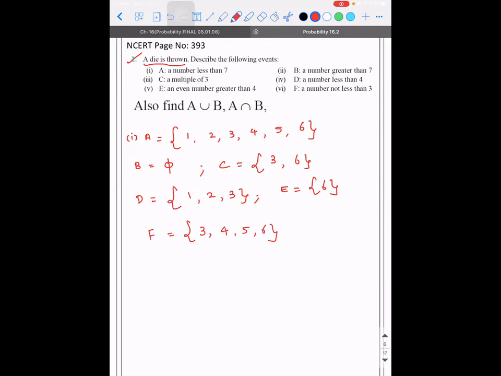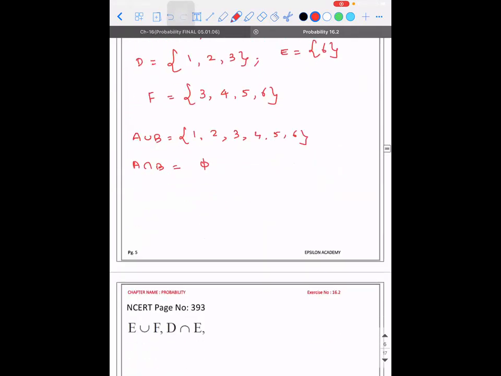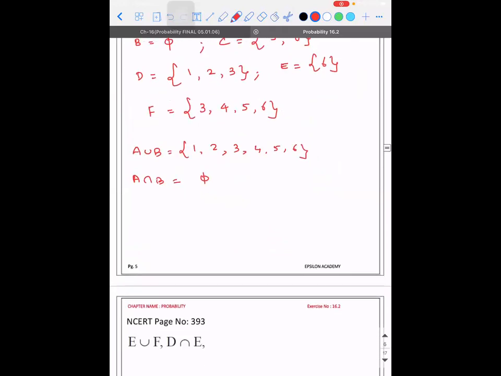Now what are they asking? Find A union B. A union B is nothing but A only, that is 1, 2, 3, 4, 5, 6. And find A intersection B. A intersection B is a null set. So they are asking what is E union F also. E union F will be 3, 4, 5, 6, that is F. So D intersection E will be? Null set. Okay, null set.